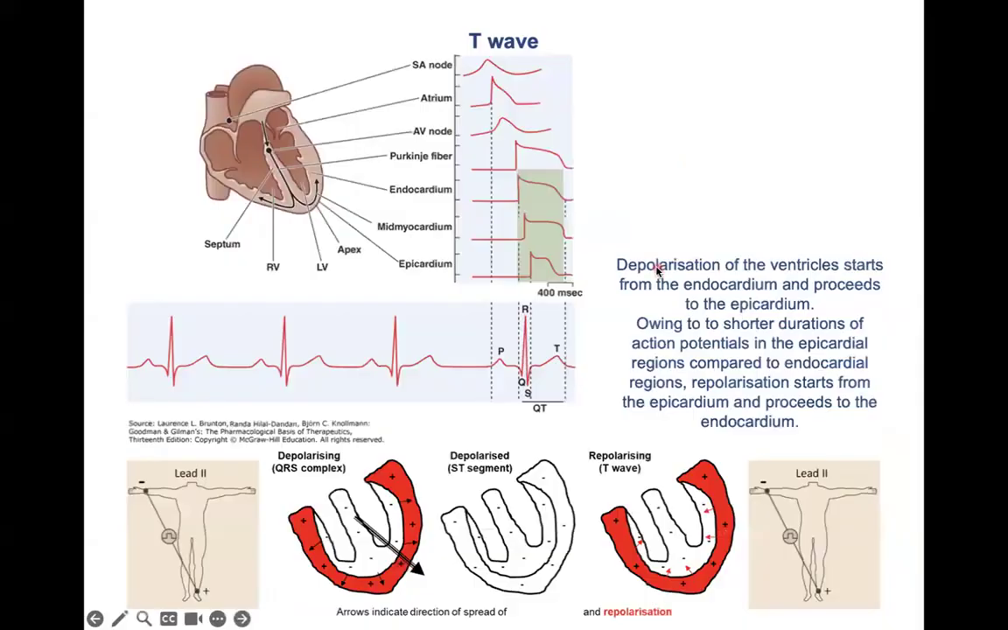Here we take a look at the action potentials in the endocardium here and epicardium here. The action potential in the endocardium is longer than the action potential in the epicardium. So even though the endocardium starts the depolarization and takes it all the way to the epicardium, while the epicardium is starting to repolarize, you see, the endocardium is still excited. This is why the repolarization moves from the epicardium to the endocardium, indicated by the arrow.